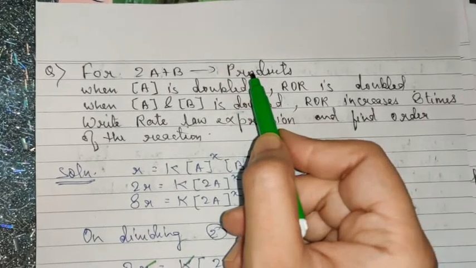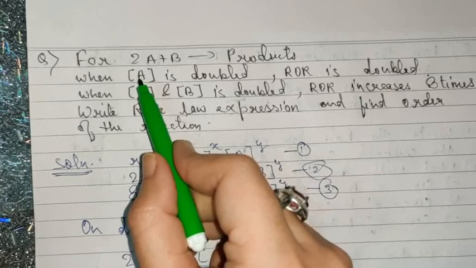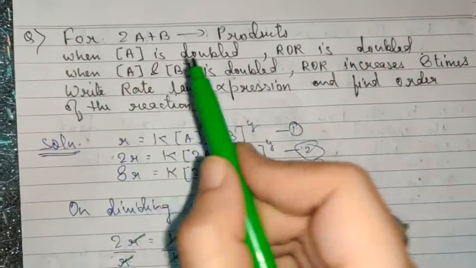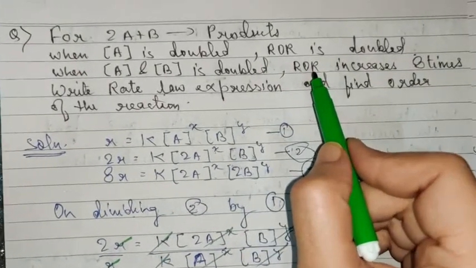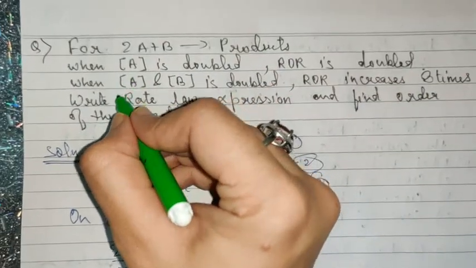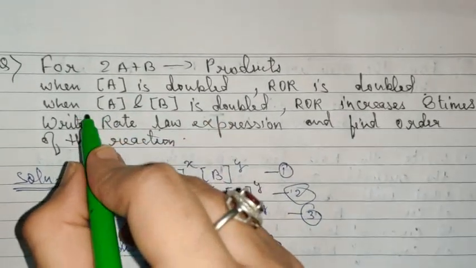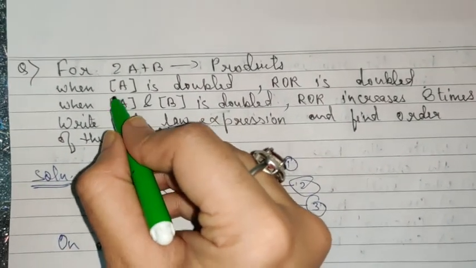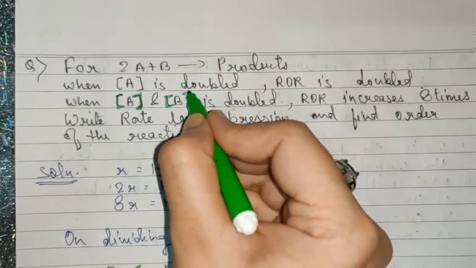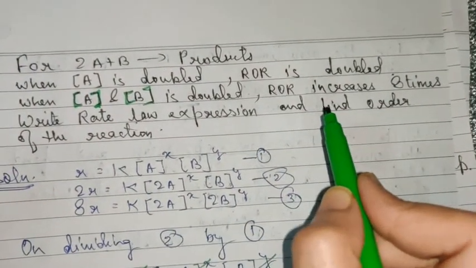2A plus B gives product, and it is found experimentally that when the concentration of A is doubled, the rate of reaction is also doubled. When A and B both are doubled, what happens? The rate of reaction increases 8 times. Whenever you see this square bracket, children, even if the term concentration is not mentioned, it means we are talking about concentration only if it is kept inside square brackets. Clear? Now write the rate law expression and find the order of the reaction.